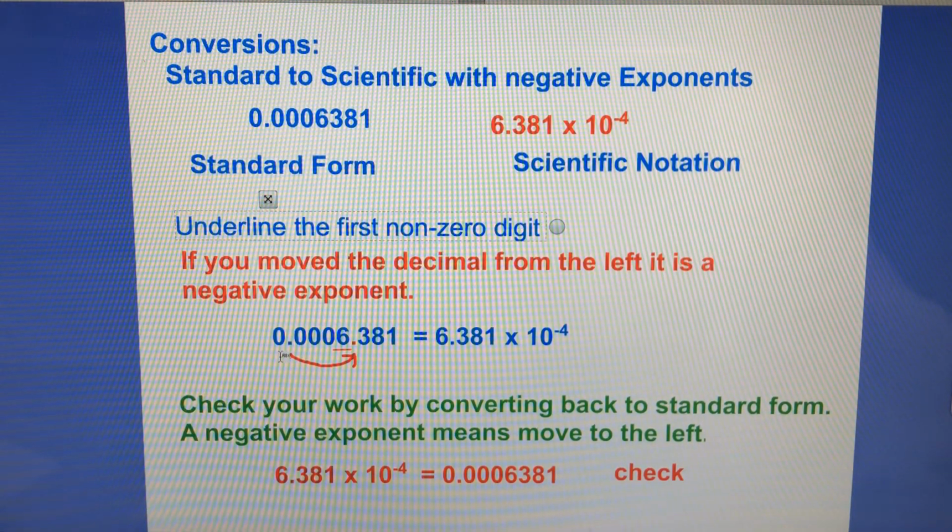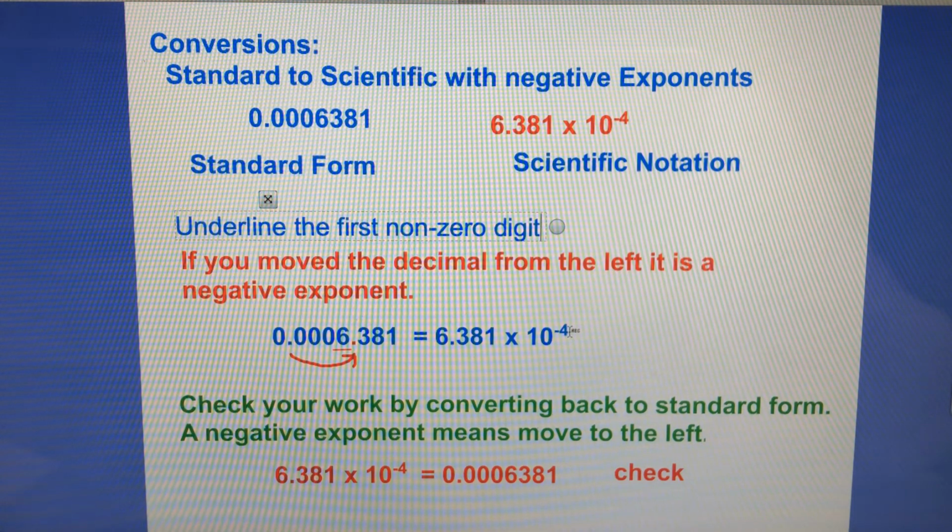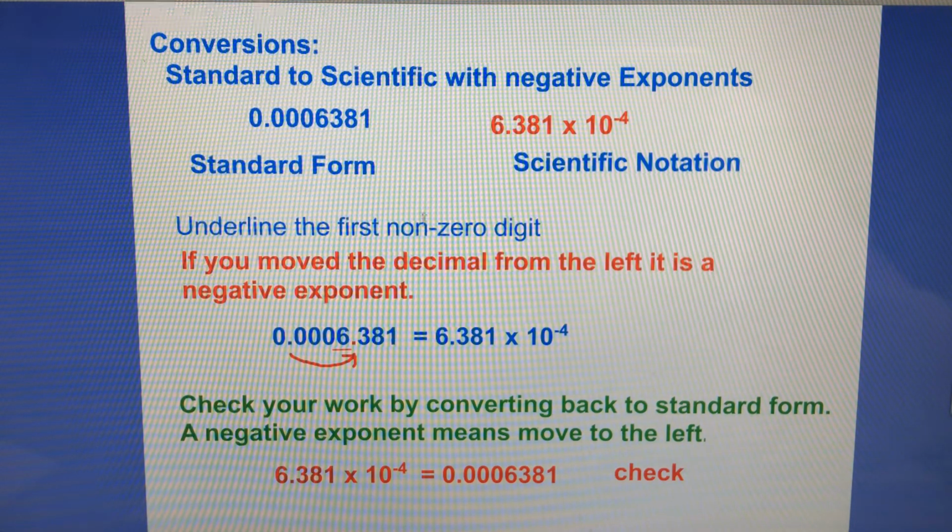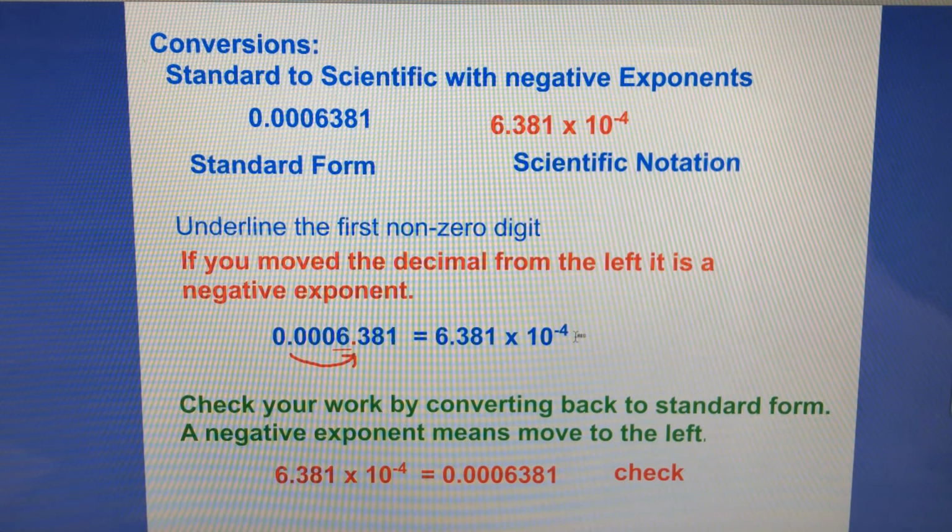I move my decimal 1, 2, 3, 4 to the right. 0.381. So I have 6.381 times 10 to the 4th. I need to decide, should that 4 be positive or should it be negative? Well, my decimal was moved from the left, which tells me negative. In my mind, though, I can see that I started with a decimal already, and that tells me it'll probably be negative. Check your work.